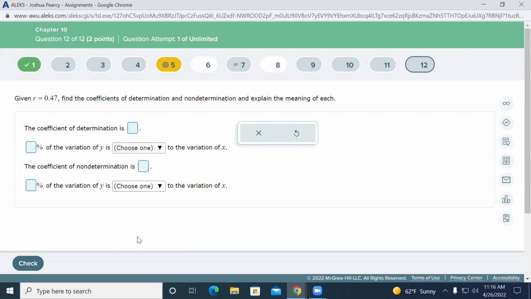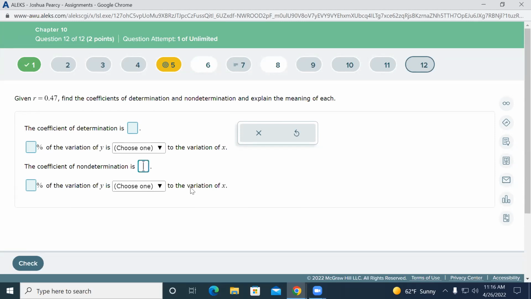In the next part, given R is 0.47, find the coefficient of determination and non-determination. So the coefficient of determination is just R squared. So this would be 0.47 squared. So that would go here. And then the coefficient of determination is the percentage of variation in Y explained by X. So you would just put this number here as a percentage here. And it would be due to the variation in X.